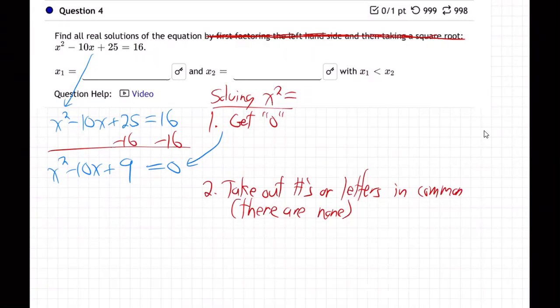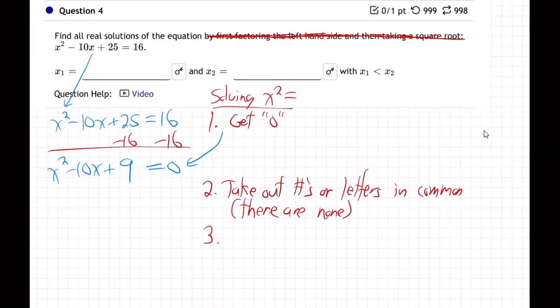We're only taking out what they have in common. They don't all have an X in common, do they? How about numbers? No, there's no number. This only has a 1 here. There's no number there, which means it understood 1. There's no number they're all divisible by. So there's nothing in common. Okay, so that's over.